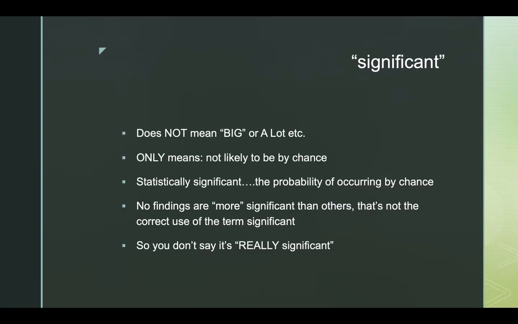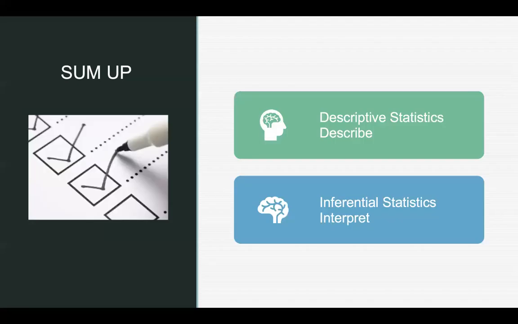Now, if you don't understand that, that's okay. We're going to go over it again. What I do want you to understand is that the word significant just means one thing. It just means it's statistically significant. In other words, the probability of it occurring by chance is low enough that these 2 numbers really are different. Okay, so that's it. Descriptive statistics describe, and inferential statistics interpret. That's the main thing to know here.